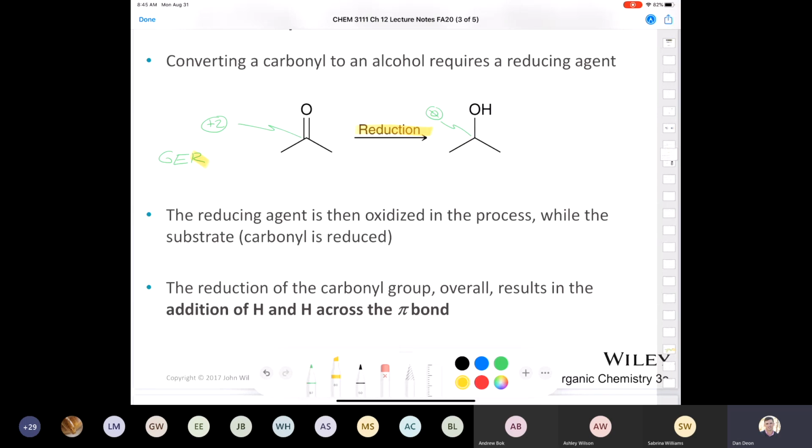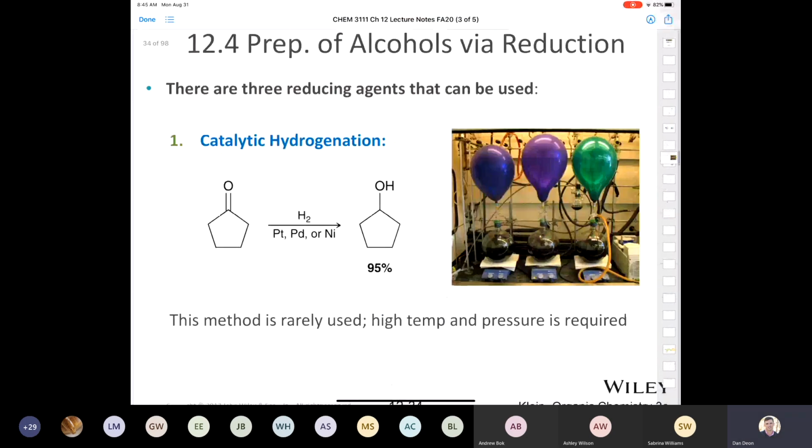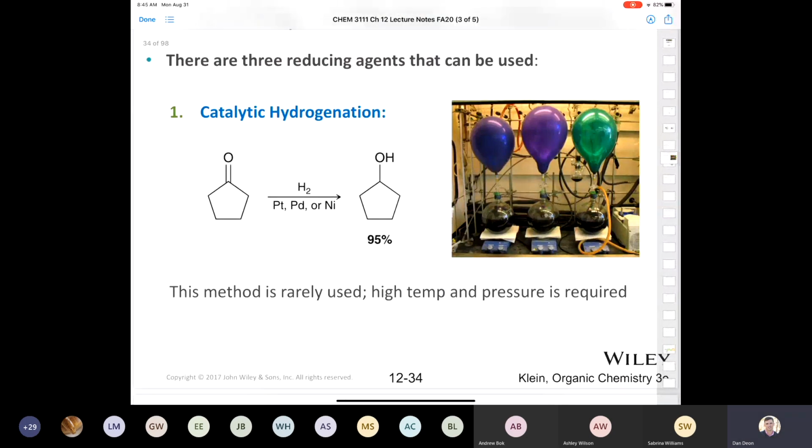It says, of course, you can't have oxidation without reduction, and so the reducing agent is oxidized in the process while the substrate is reduced, okay? The reduction of the carbonyl group overall results in the addition of 2 hydrogen atoms across a pi bond. And so you might be seeing into the future here with a crystal ball and saying, well, if it's 2 hydrogens, might this involve H2? And the answer is it can. And it says here there are 3 reducing agents that can be used.